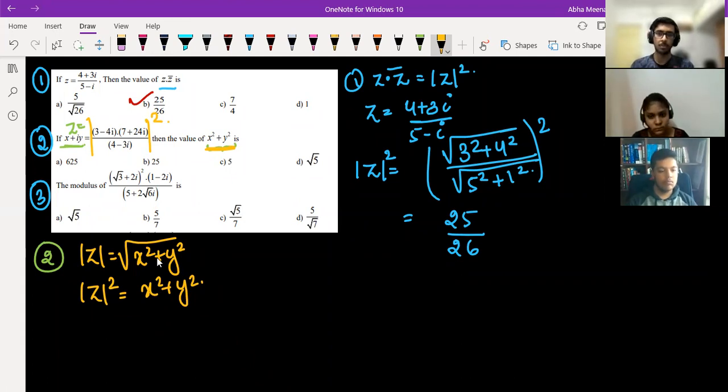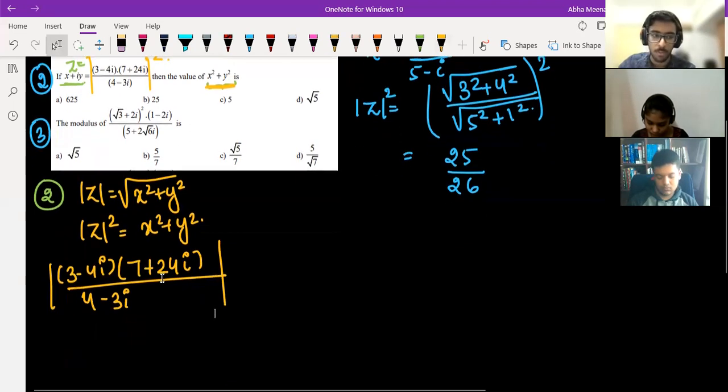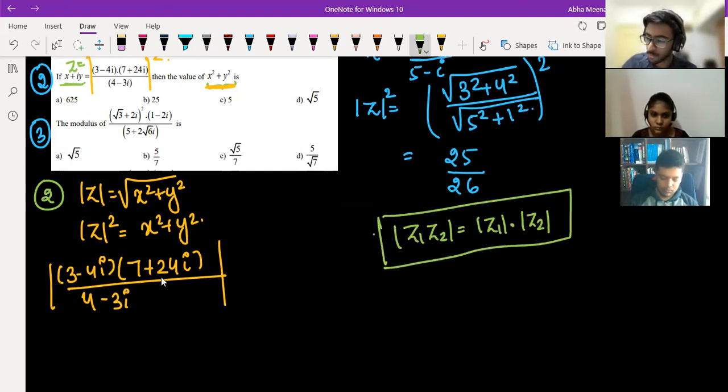Are you all able to get? All are able to understand? Yes. Was this not taught to you, children? This was taught, right? So can you find the modulus of 3 minus 4i into 7 plus 24i by 4 minus 3i? This is what you have. You might have studied one property of modulus, that modulus of z1 z2 is equal to modulus of z1 into modulus of z2. This property you have studied, right?